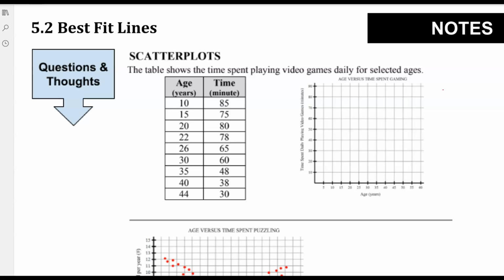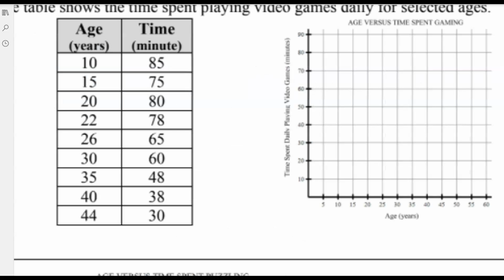Now, if I just look at that table, I can't really tell what's going on. But if I use that table and plot ordered pairs that are related, then I can create a scatter plot and it will be more clear about what's happening. So let's do that. I'm going to treat each row of the table as an ordered pair, and I'm going to plot age on the horizontal or the x-axis and time on the vertical or the y-axis, and I'm going to put a point at 10, 85.